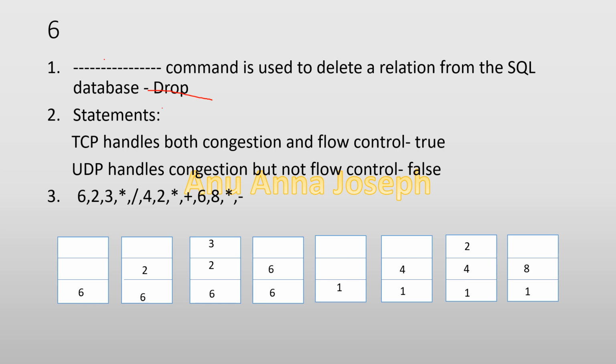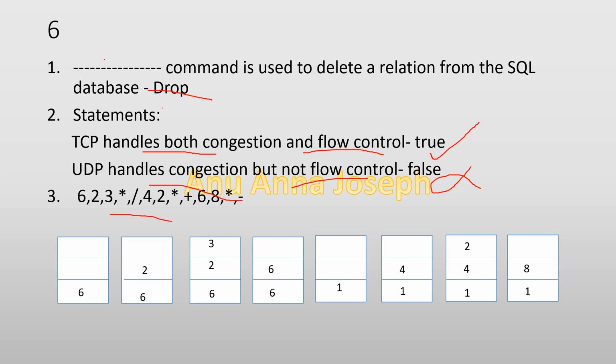The next question had two statements given. One was that TCP handles both congestion and flow control, which was true. The next was that UDP handles congestion but not flow control, which was false. Actually, the condition is that UDP doesn't handle congestion as well as flow control.